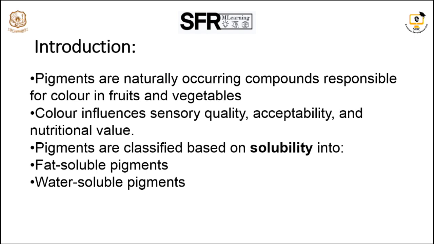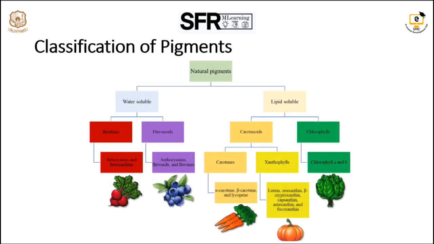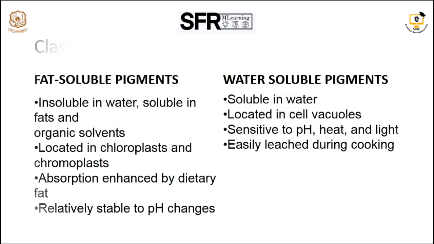maintaining health. Pigments are classified based on solubility as fat soluble and water soluble pigments. So here is the classification. The water soluble pigments are betalains and flavonoids, and the fat soluble pigments are carotenoids and chlorophylls. We'll discuss the pigments one by one in the upcoming slides.